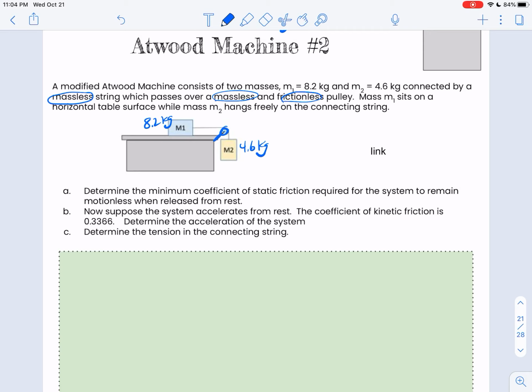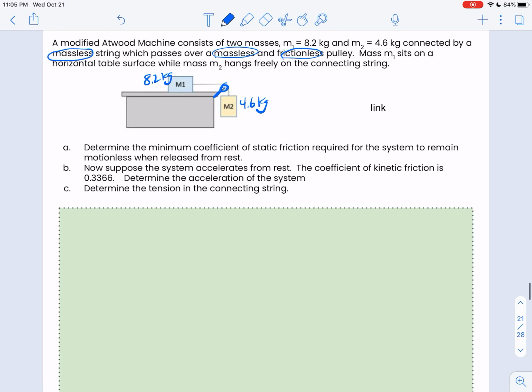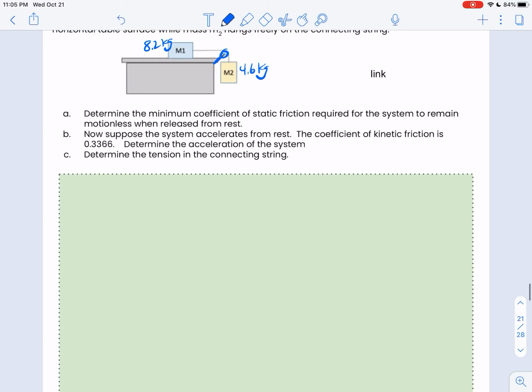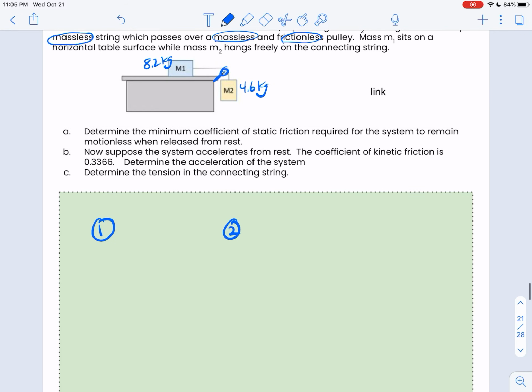Mass M1 sits on a table. Mass 2 hangs freely on the connecting string. Again, I'm not even going to read the question because it's going to be exactly the same no matter what. I want to set my positive direction, so I'm going to set it like that. So it's to the right for mass 1, and down for mass 2. That all counts as the positive direction because we're looking at the direction of motion.